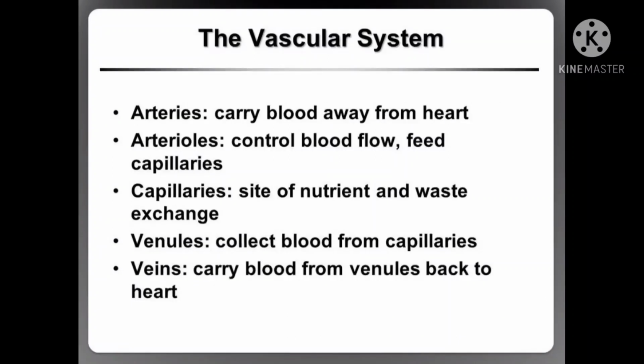The vascular system: the arteries, arterioles, capillaries, venules, and veins. So when we say arteries, it is to carry blood away from the heart. Arterioles control blood flow and feed capillaries. Capillaries are the site of nutrient and waste exchange. Venules collect blood from capillaries. Veins carry blood from venules back to the heart.